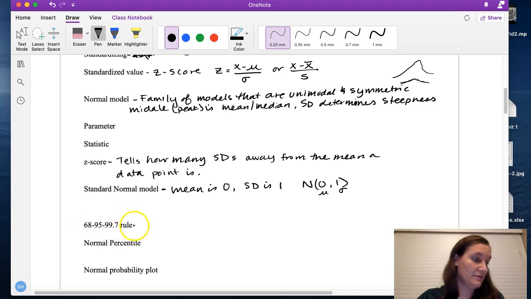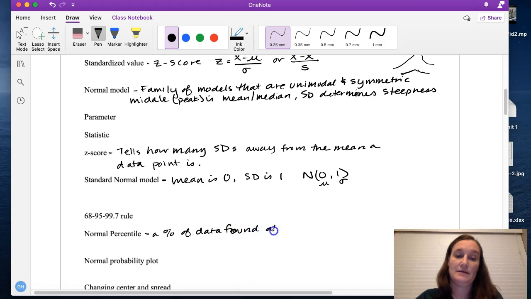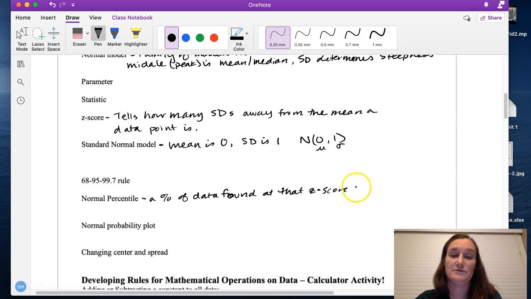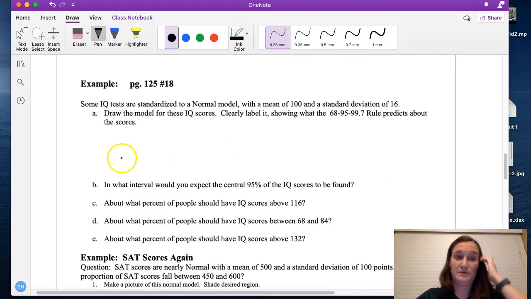This is a rule for how much of your data is within so many standard deviations of the mean. And then normal percentile, I'll just throw in here, and we're not going to talk about the other ones. It's the percent of data found at that z-score or below. We talked about percentiles just a little bit with ogives. That means if it's the 20th percentile at that z-score, 20% of the data is below it, basically. So let's look at this example, and the other ones are going to be for the next day.